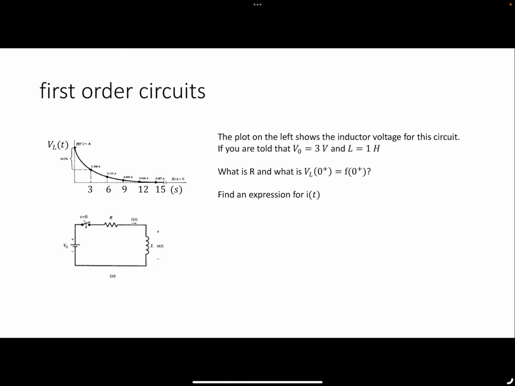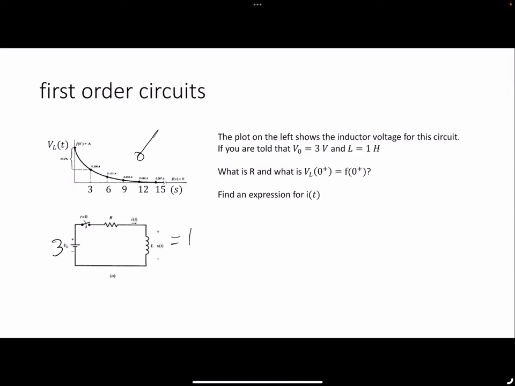Okay, so this is an interesting one. If you look at this plot, assume that it is showing you the inductor voltage. And then you're told that V0 equals 3, and the inductance is equal to 1. What is R? So how would you tackle this problem?